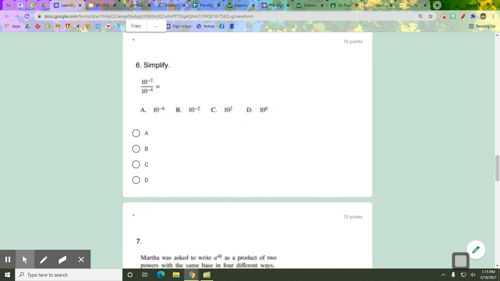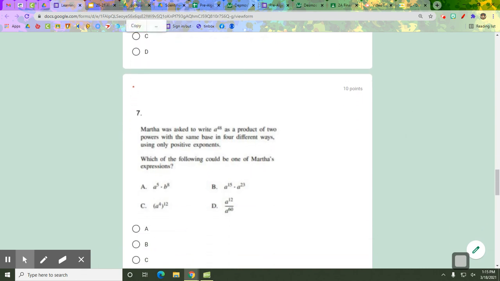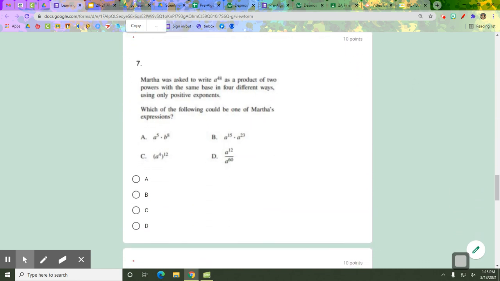Everybody good? All right. Martha was asked to write a to the 48th power as a product of 2 powers with the same base in 4 different ways using only positive exponents. Which of the following could be one of Martha's expressions? So she's asked to write this as her answer. Okay, using the product rule as a product of 2 powers with the same base.